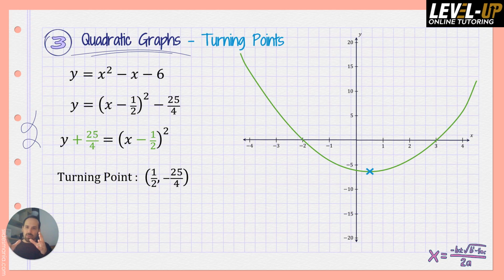But for now, know that that is how you can find where that turning point is: you complete the square and rearrange it like this, and then you can just read off the values, which is really handy. So that's going to be that coordinate there.